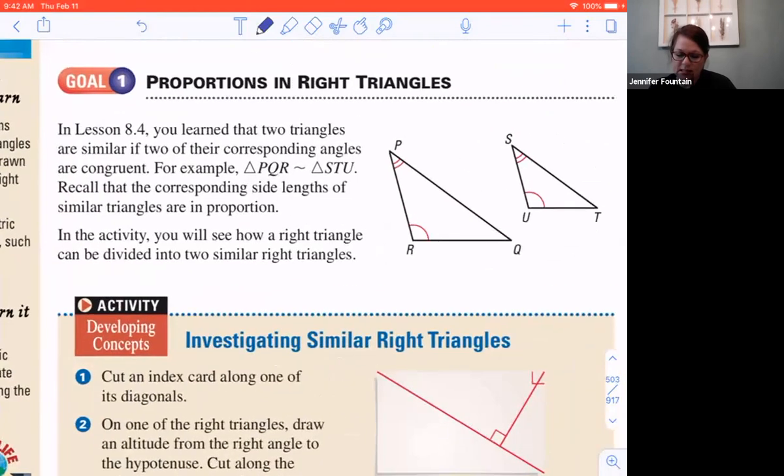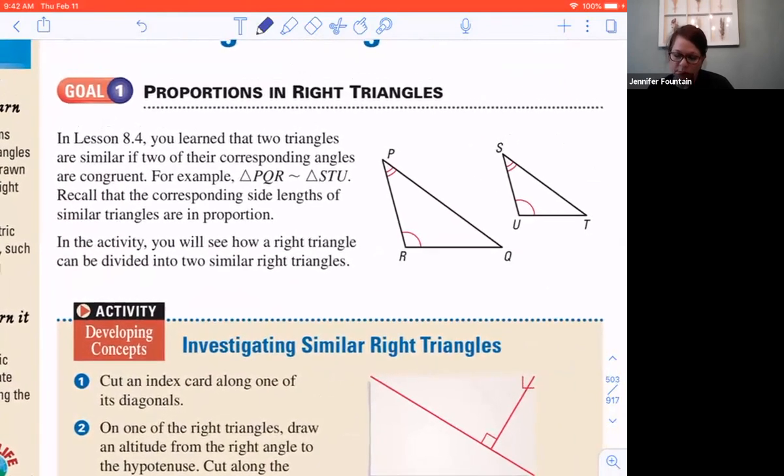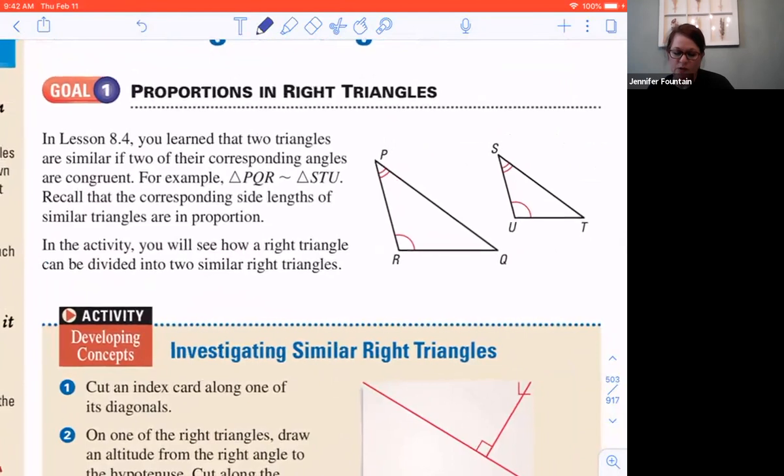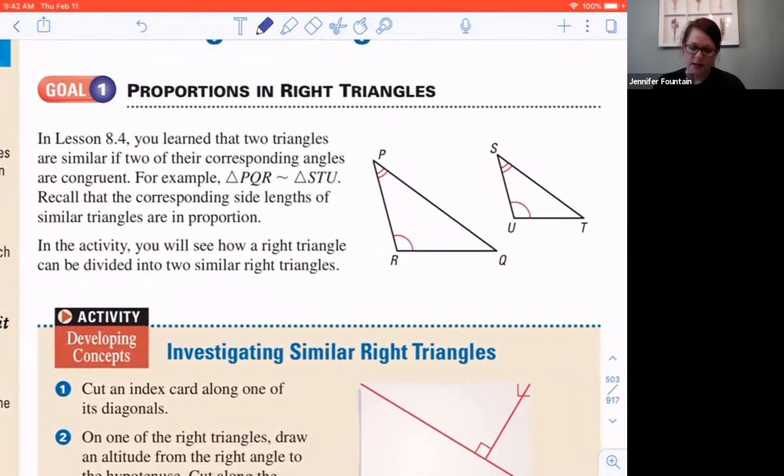All right, so it says in lesson 8.4, you learned that two triangles are similar if two corresponding angles are congruent. Okay, so if two corresponding angles are congruent, then they are similar. So for example, triangle PQR is similar to triangle STU. Recall that corresponding side lengths of similar triangles are in proportion. So remember that if I have two congruent angles, they are similar triangles, therefore their sides will be proportional.